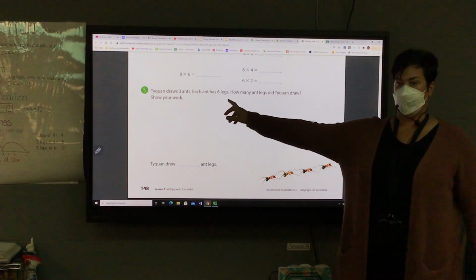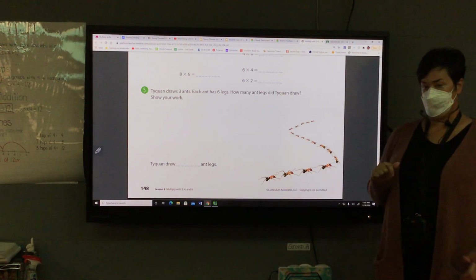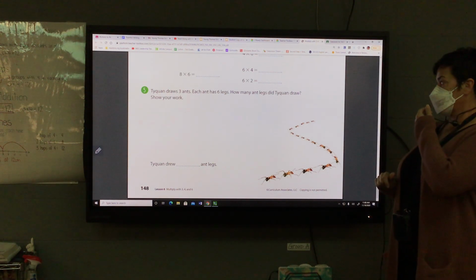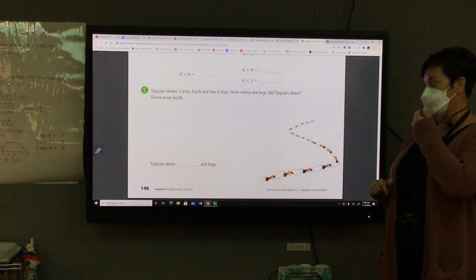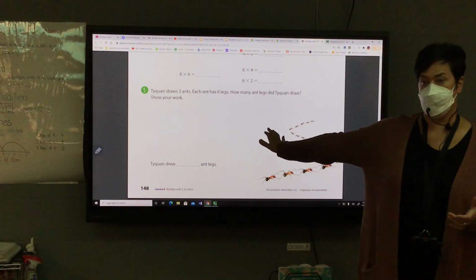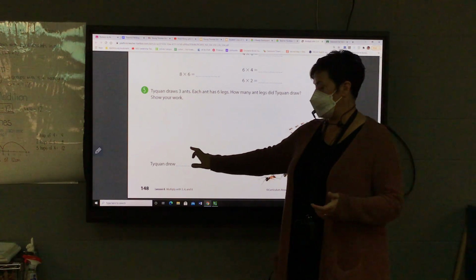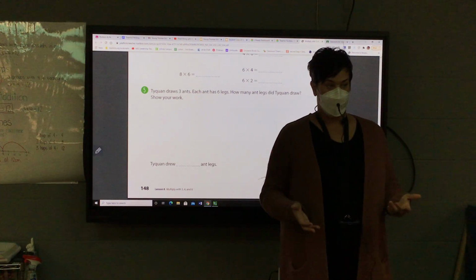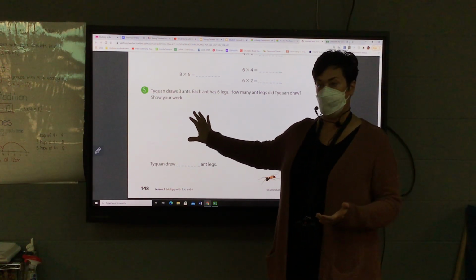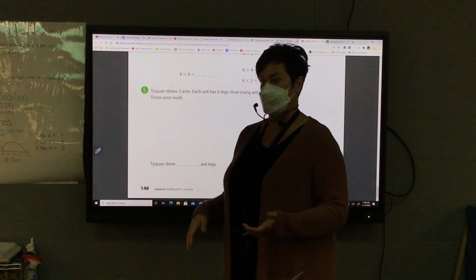It says Taekwon draws 3 ants. Each ant has 6 legs. How many ant legs did Taekwon draw? You can solve this however you need to solve this to end up with the answer. So show me however you need to show me to help you get to that final answer.